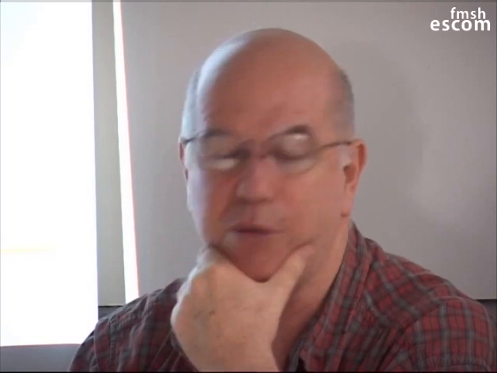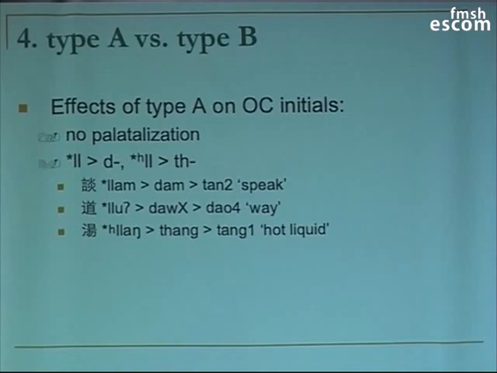As we will see in type B, we get two kinds of palatalization. So the tongue is free to move forward. Another thing that we see in type A is that laterals, type A laterals, both L and the voiceless L, become stops, D and TH. For instance, the word lam goes to tan, speak. Or dao comes from double L. Or tang, soup, hot liquid, comes from H, voiceless L. Or ting, to listen, comes from voiceless L.